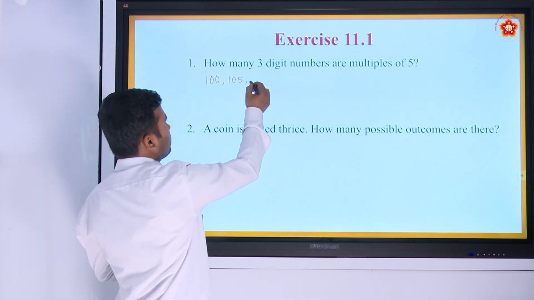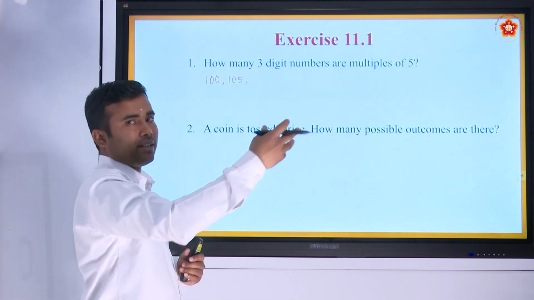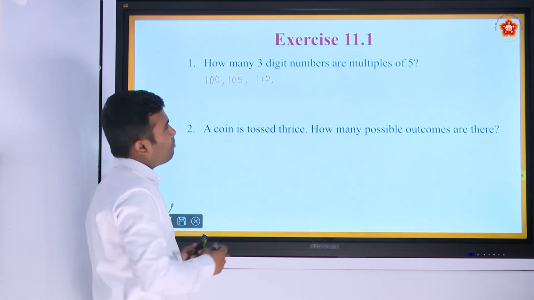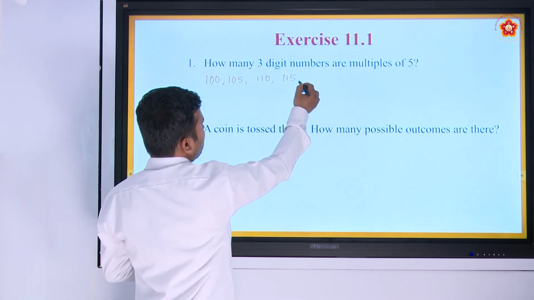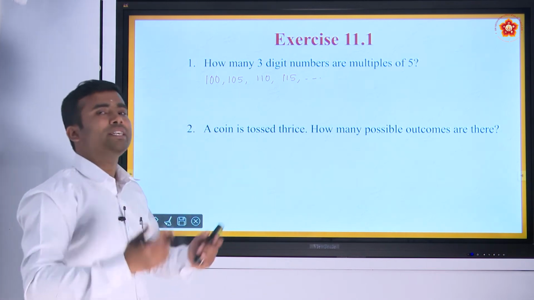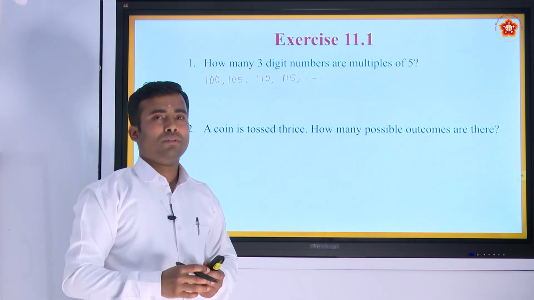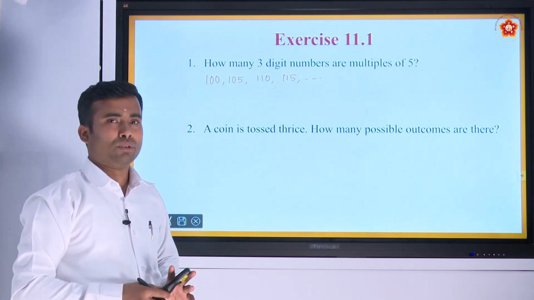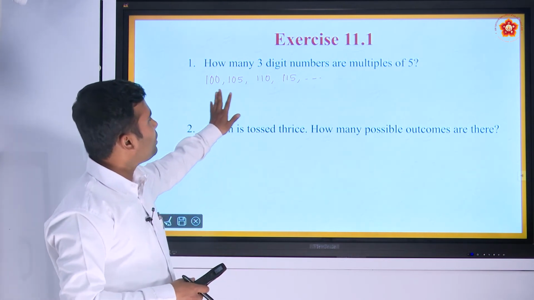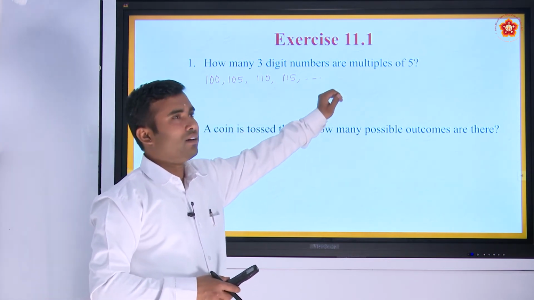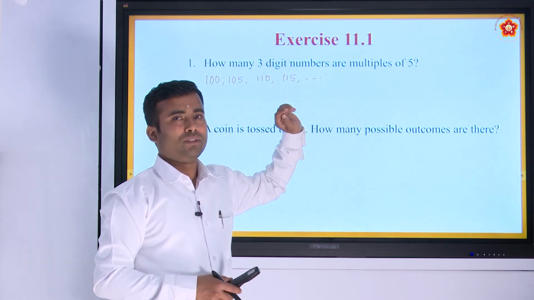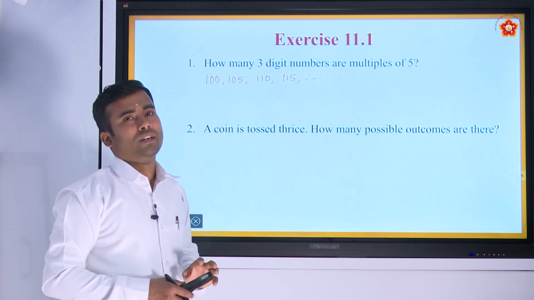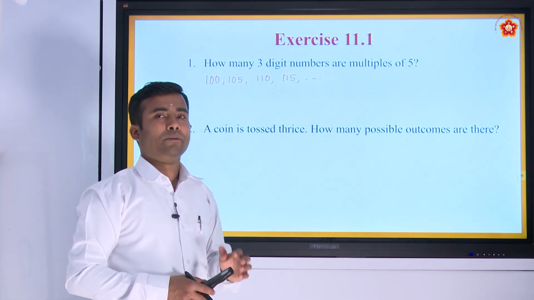It continues until the 3-digit numbers end. 110 is also a multiple, 115 is a multiple of 5. Like this, how many 3-digit numbers are possible which are multiples of 5? If you count like this, it will be a tedious method. It will take more time to find how many 3-digit numbers are multiples of 5.